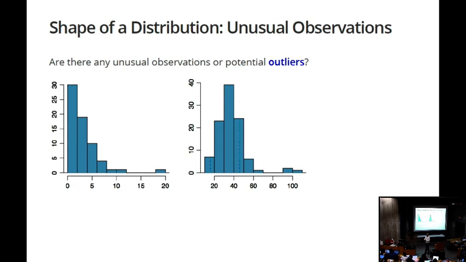You always try and explain them. You always try and figure out where they came from. Because if you can, then you can incorporate that into your model. And if you can't, then you have trouble. And then, yes, sometimes you have to throw the study out because you just can't figure out what's going on.